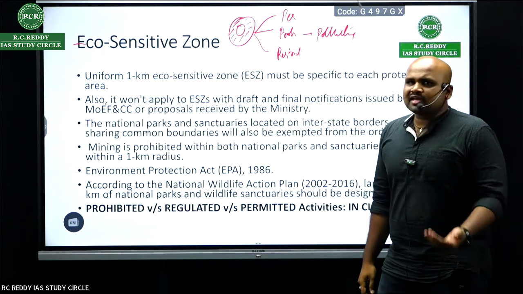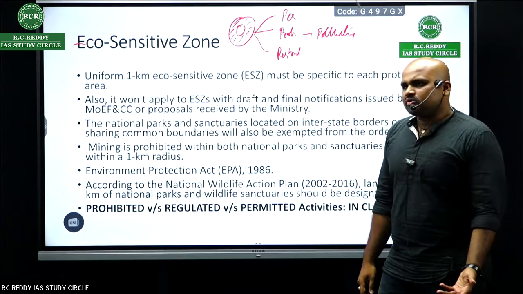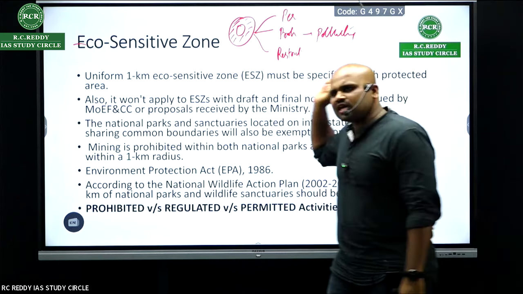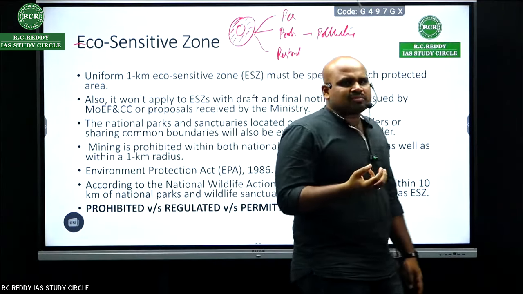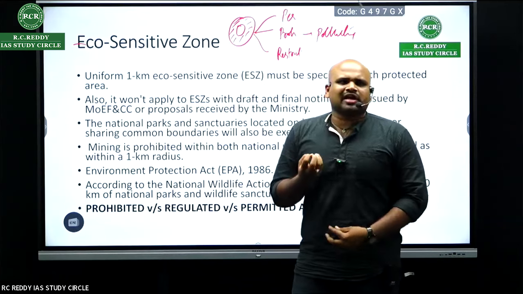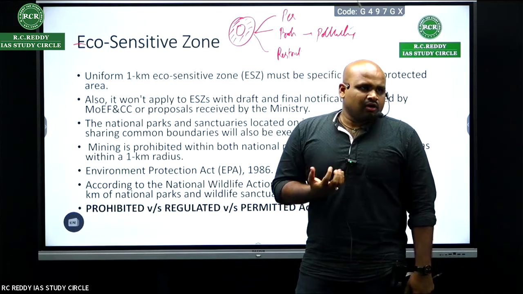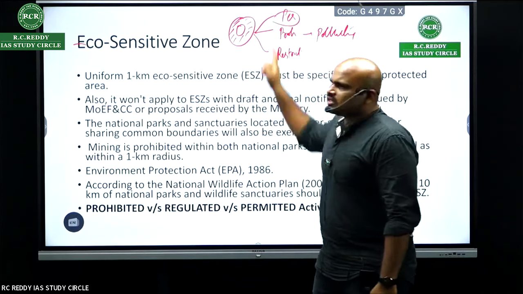For example, mining activity, hydel power, or sawmills and industries. All of these are highly polluting in nature, so those are prohibited. And what is permitted in this particular region, my dear? Those which are eco-friendly, for example rainwater harvesting systems, sustainable agriculture, and eco-tourism. All of these are permitted to a larger extent.